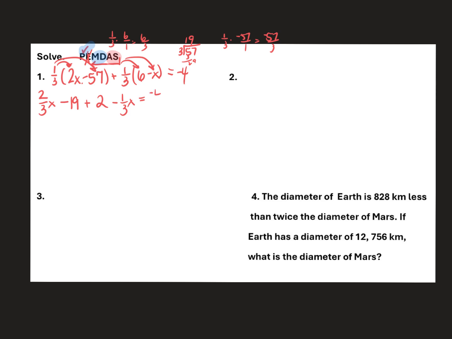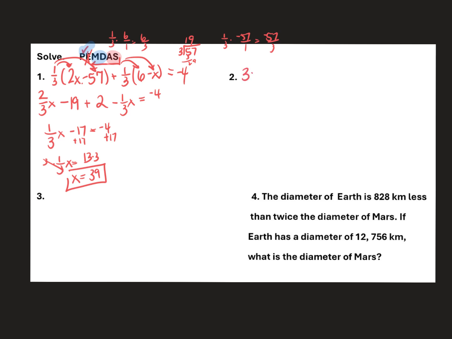Next, I'm going to combine like terms. 2/3 minus 1/3 is 1/3 x. -19 plus 2 is -17. I'm going to add 17 next, working that PEMDAS backwards. 1/3 x would equal 13. I'm going to multiply both sides by 3, so x will equal 39. That's the answer to number 1.